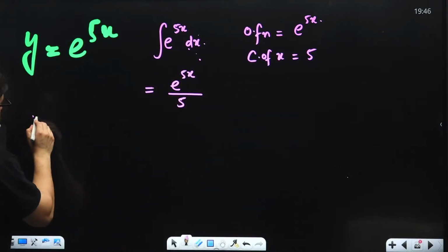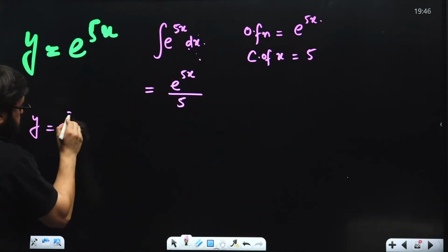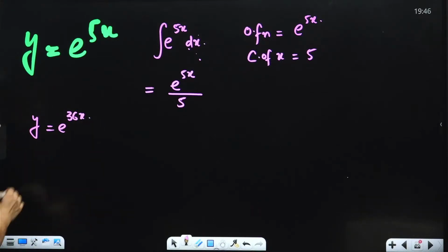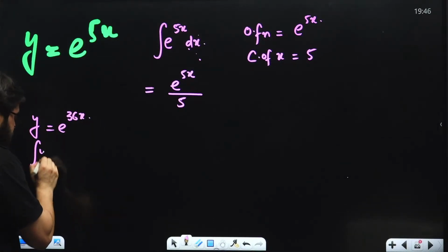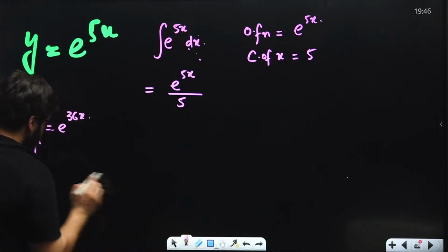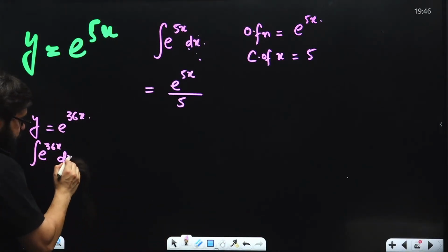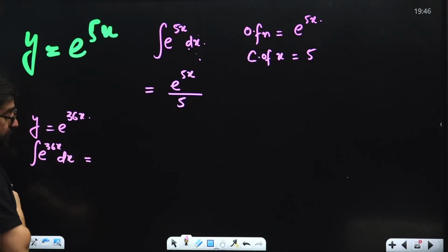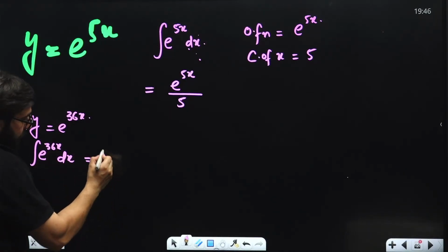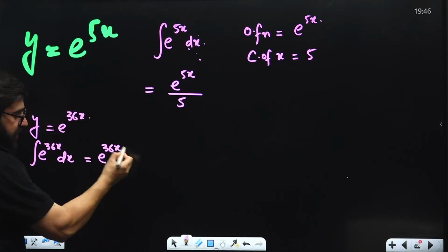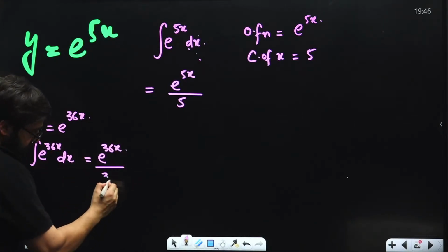Similarly, if I say y is equal to e raised power 36x, what will be the integration of this? Integration of e raised power 36x dx. That will be simply e raised power 36x divided by 36.